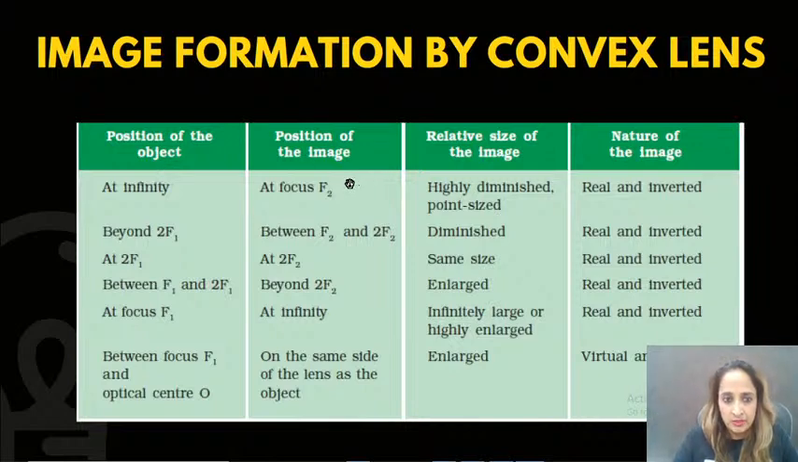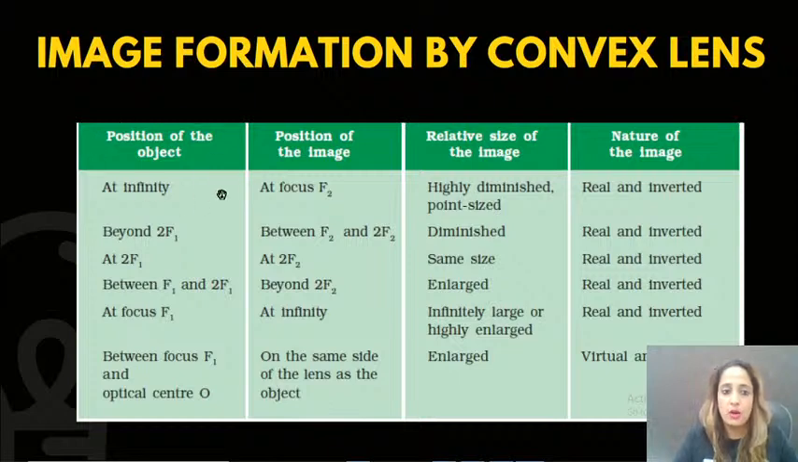Position of the image: depending upon the position of the object, we get the position of the image. That varies depending upon the position of the object. Then the size of the image which is formed also depends upon the position of the object and the position of the image that we get. And then the nature of the image again depends upon the position of the object.